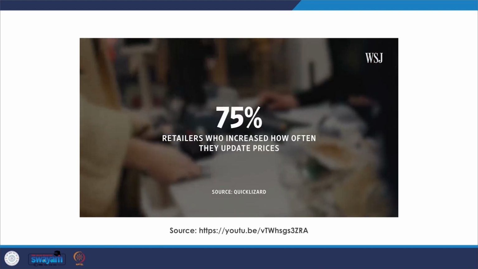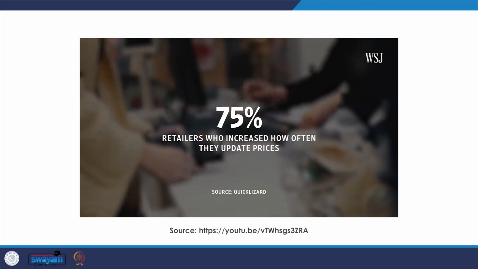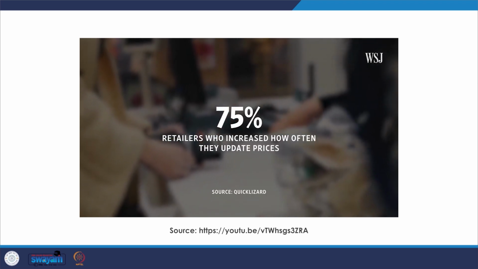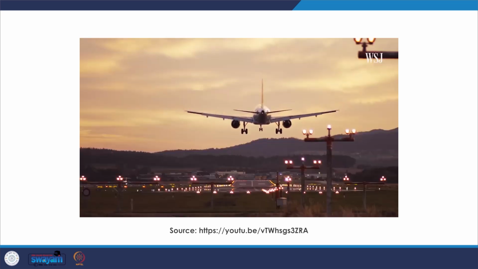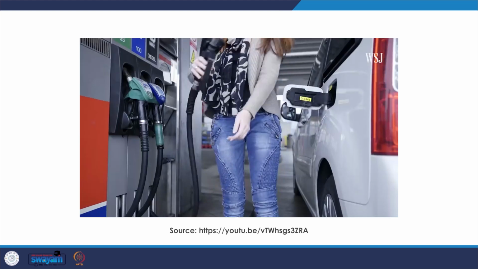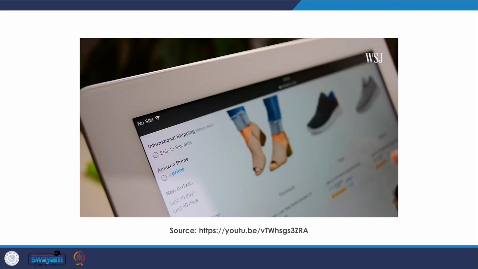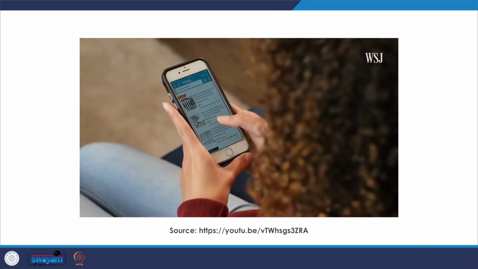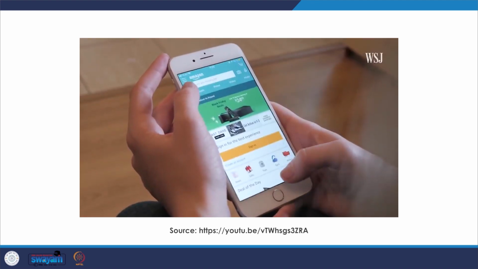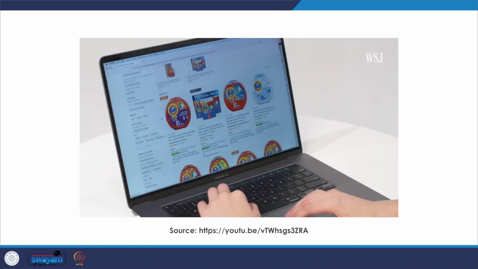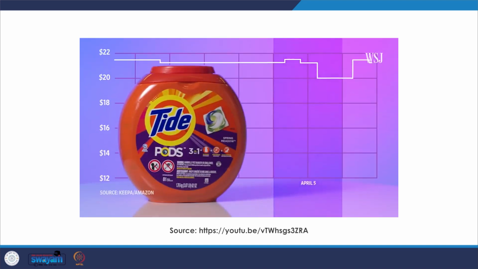In February, 75% of retailers on QuickLizard, a pricing software platform, said they increased how often they update their prices in the last year. So where can you spot dynamic pricing other than rideshare companies and airlines? You probably recognize it with gas prices, where the price of a gallon can change daily. Or on Amazon, which has been using dynamic pricing for years. Their changes are usually less noticeable, but they allow Amazon to determine the most competitive price for everything from electronics to household items.